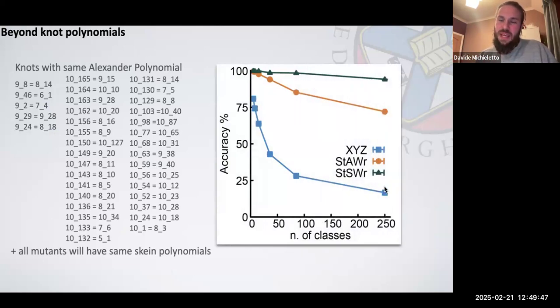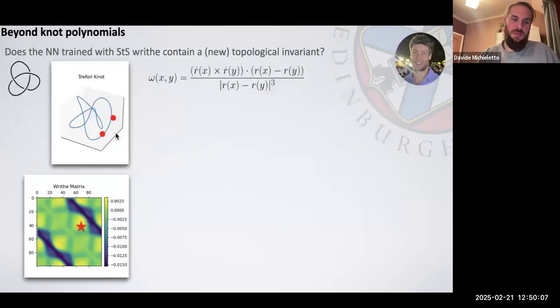If you do it with the XYZ, you get down to 20% or something. And all these knots share the same Alexander polynomial, and they are all perfectly classified by our network, meaning that it is computing something that can tell them apart. So it's more powerful than the knot polynomials that people typically use most of the time. I'm going to spend 2 more minutes to explain what we think it is, and this connects to the work by Eleni.